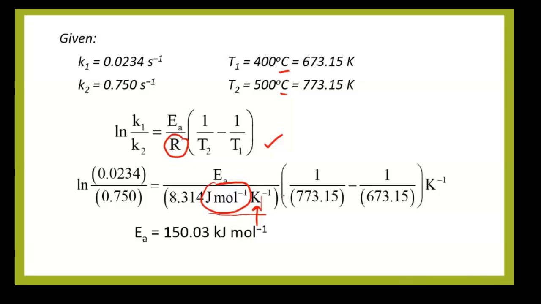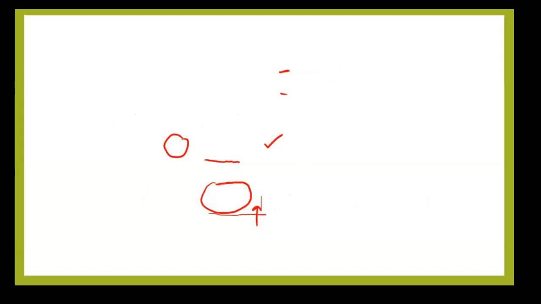The trick is if you forgot the formula. You need to remember the formula ln K1 over K2, but in the bracket, it is 1 over T2 minus 1 over T1. So the position of temperature is changed: T2 first, then minus T1. So remember the temperature also must be changed to Kelvin.